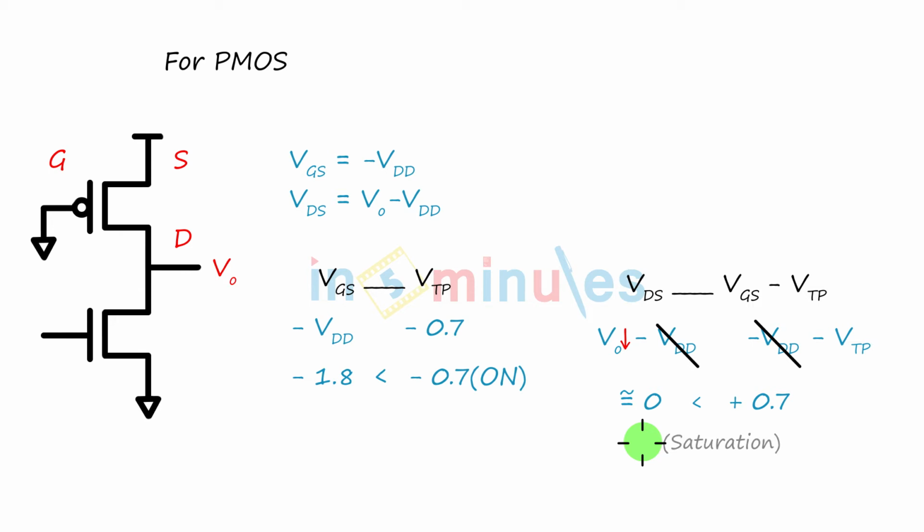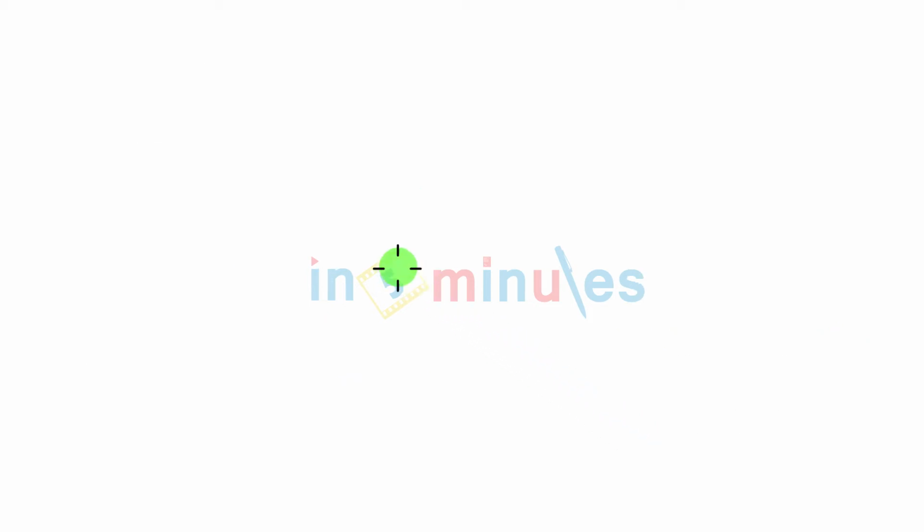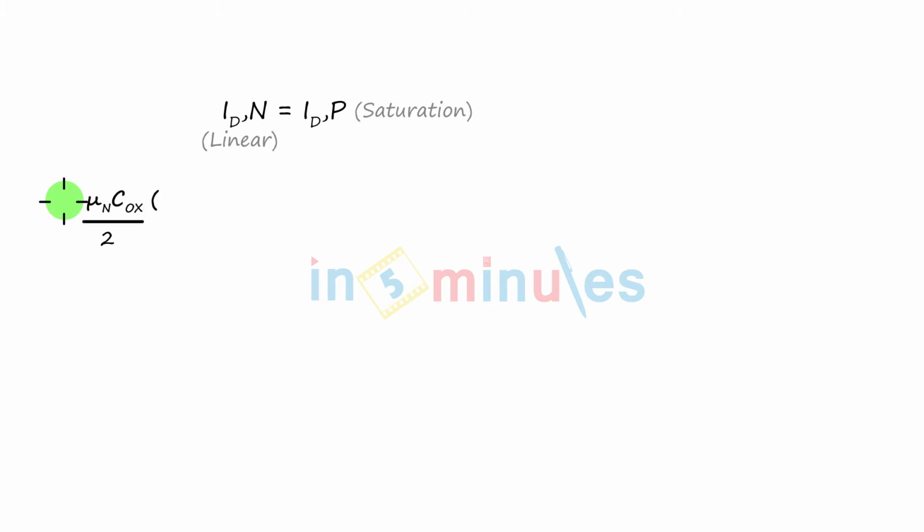So now the final thing we need to do is equate both these equations. ID of N equal to ID of P. PMOS in saturation, NMOS in linear. If you want, I can just write the equation real quick for you. For ID in linear, it's nothing but mu n COX by 2 W by L, twice VDD minus VTN.